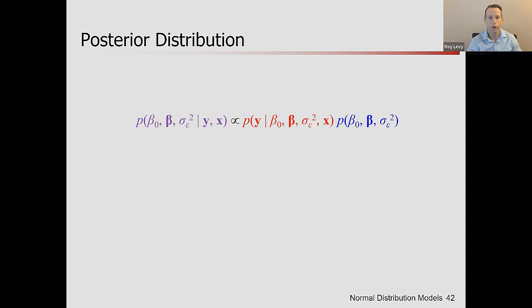As a Bayesian, what we're after is the posterior distribution for the unknowns. What are the unknowns in a regression model? The intercept, beta 0. All the slopes or coefficients, one for each predictor, and the error variance of the outcome. And we want that conditional on the observed data, the predictors x and the outcome y.